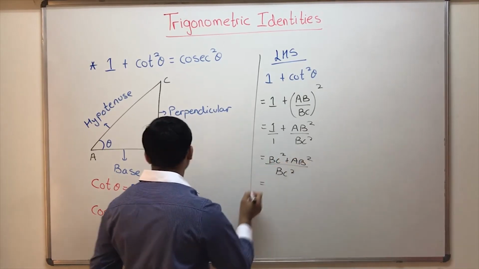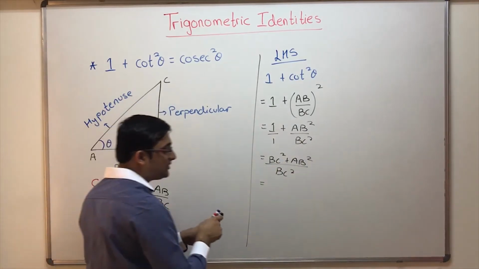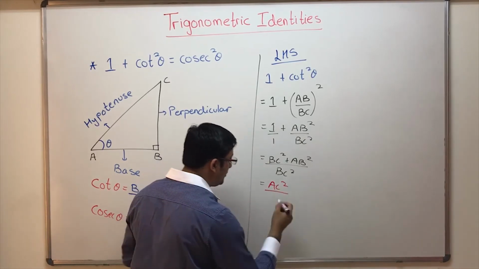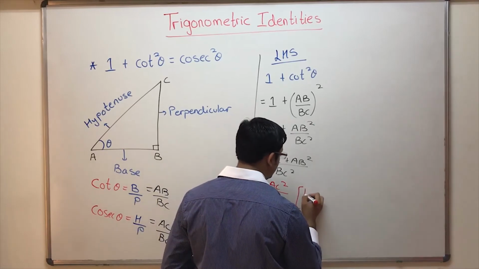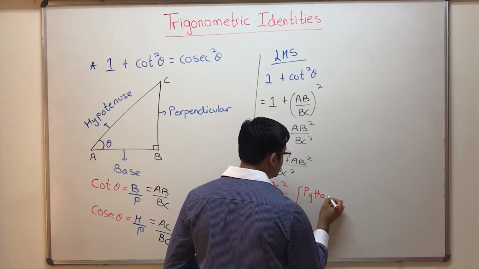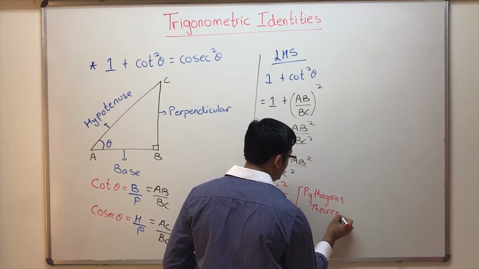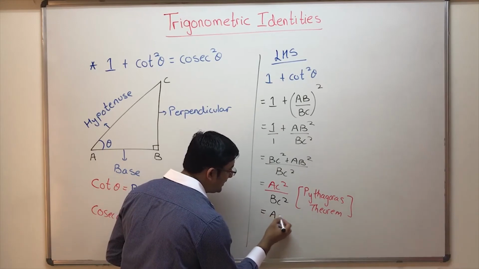Now what is AB square plus BC square? AB square plus BC square is equal to AC square. Why? Pythagoras theorem. So this is AC square upon BC square. In bracket we'll mention Pythagoras theorem. Right? So we have AC square by BC square. I can rewrite this as AC by BC the whole square.